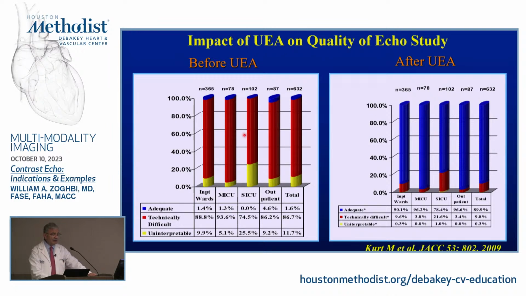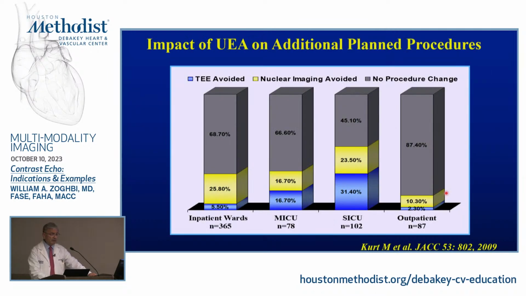All right, so by definition, obviously, the vast majority were red because they were very technically difficult and some of them were completely uninterpretable. The vast majority were much more interpretable. There are still some technically very difficult studies and a sliver of uninterpretable despite contrast. And you could see, even after contrast, the ones in the surgical intensive care unit, almost 20% were still technically difficult. And this is reality. That's what you see. It's not 100% for sure that you're going to get much better images. And I think it's important to keep that in mind.